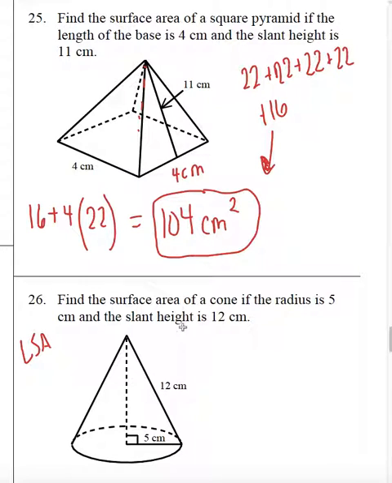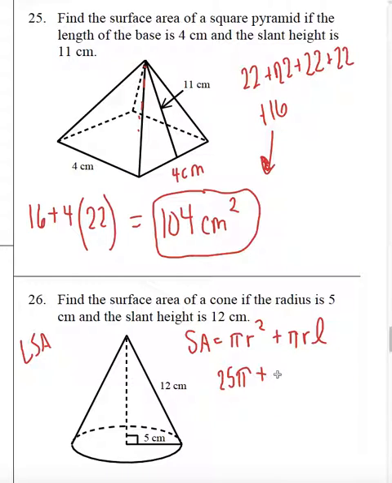So surface area of a cone is pi r squared, which is the area of the base, plus the lateral surface area, which is pi times r times L, where L is the slant height, not the perpendicular height. So it's not this dotted line, but it's the slant height. So all I would need to do is pi times radius squared, which would be 25 pi, plus pi times radius times slant height.